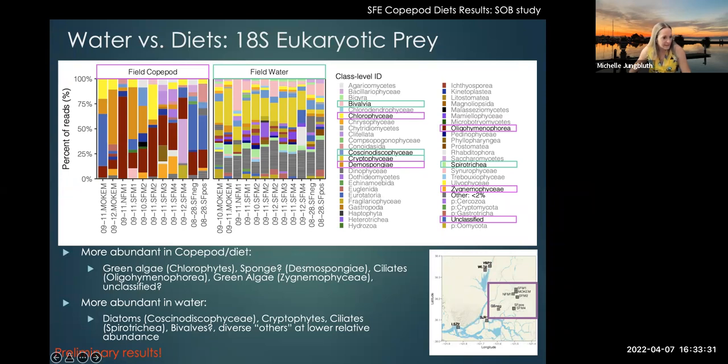Then in the Sand Baseline study in the copepod diets, I found that there were 2 types of green algae that were common across the samples, chlorophytes and Zygnematophyceae, possibly a sponge, a freshwater sponge, and ciliates were quite common, which is good and expected. And in the water samples, there were diatoms of Coscinodiscophyceae, cryptophytes, and ciliates, and the group Spirotrichia. Maybe some bivalve DNA showed up in there from the water samples. I guess then in that case, probably eDNA, and diverse others at lower relative abundance.